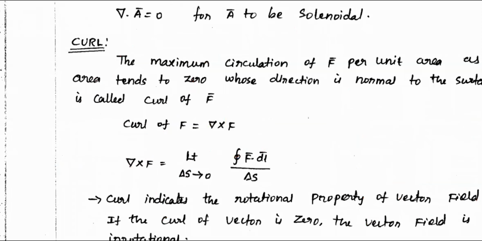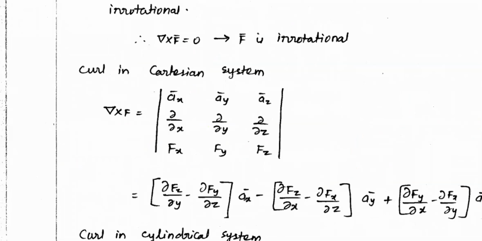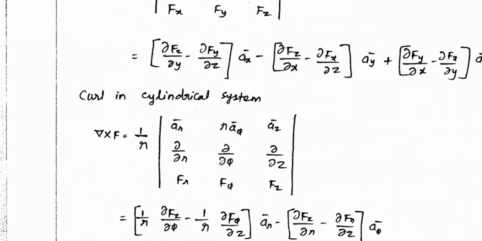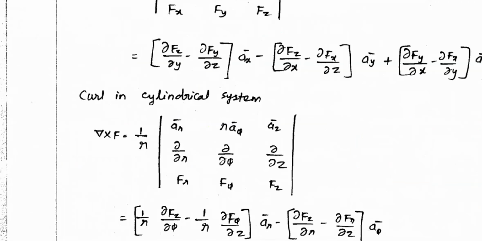Curl operator. They have given the procedure to calculate the curl operator in a Cartesian coordinate system. This is very simple. But once we go to other systems, say the cylindrical coordinate system, you have to be a little bit careful here. See clearly here what will come.